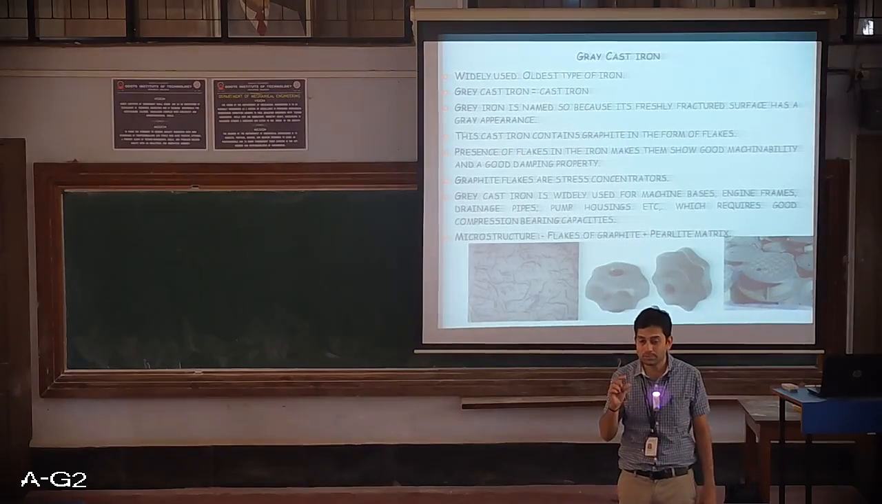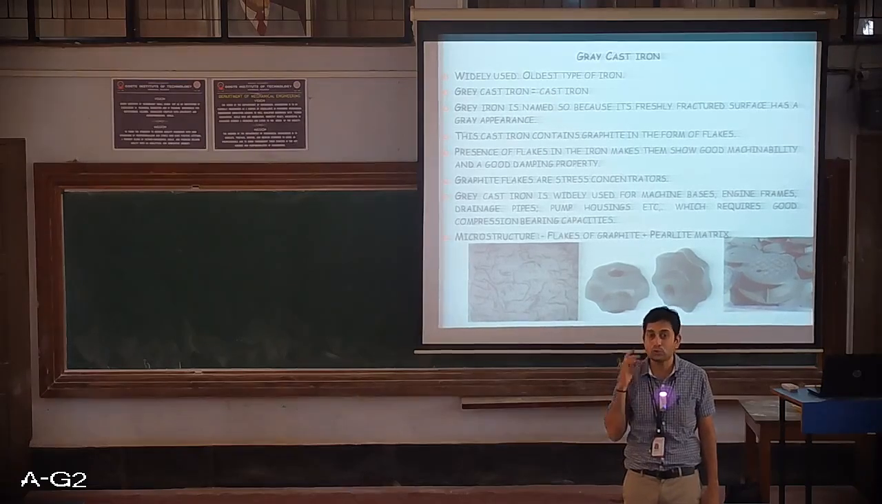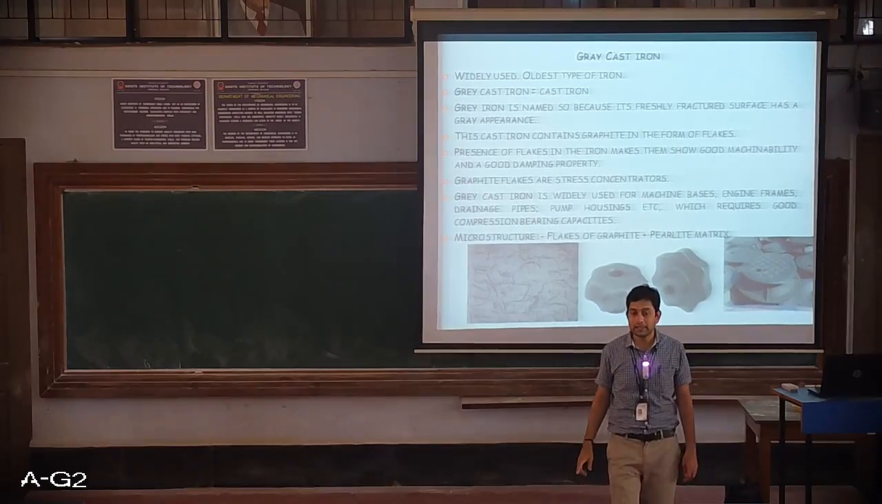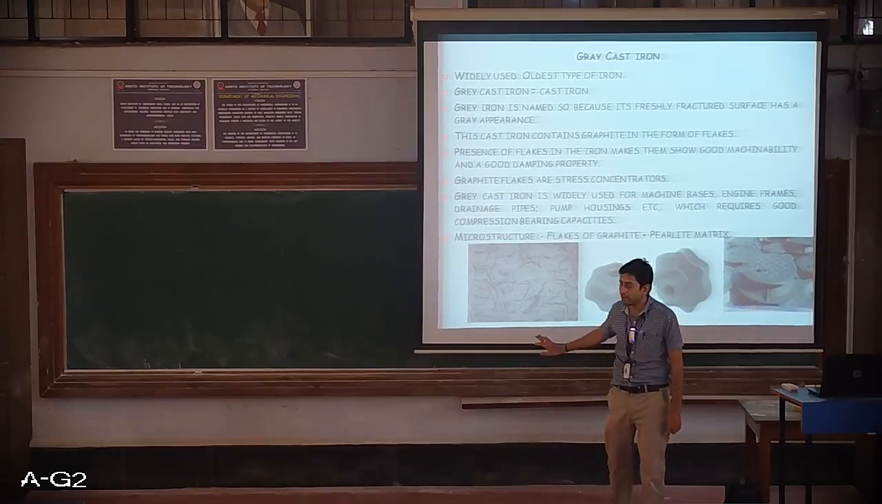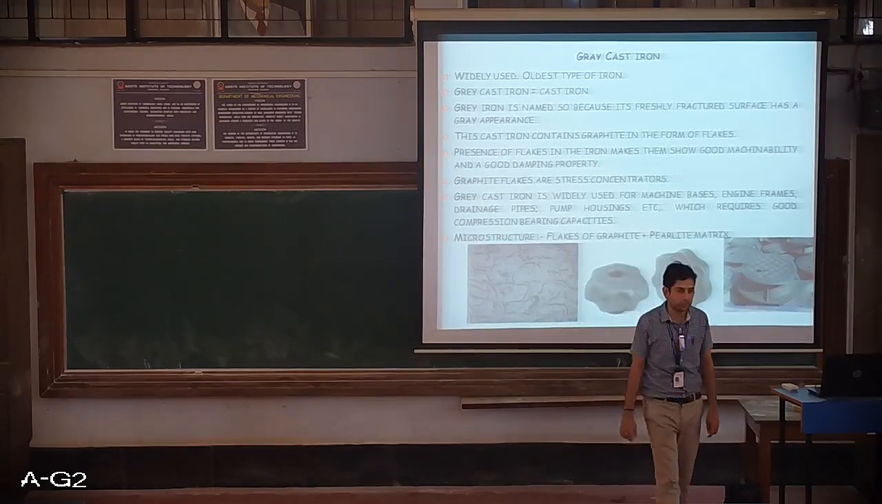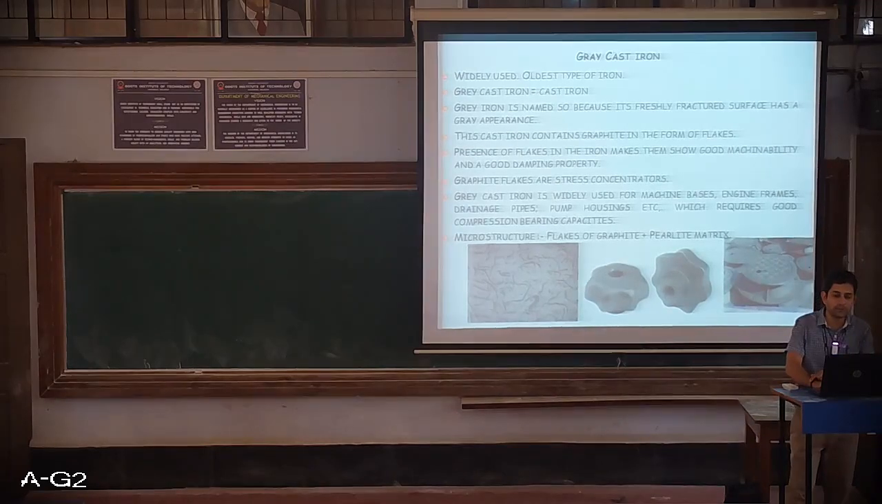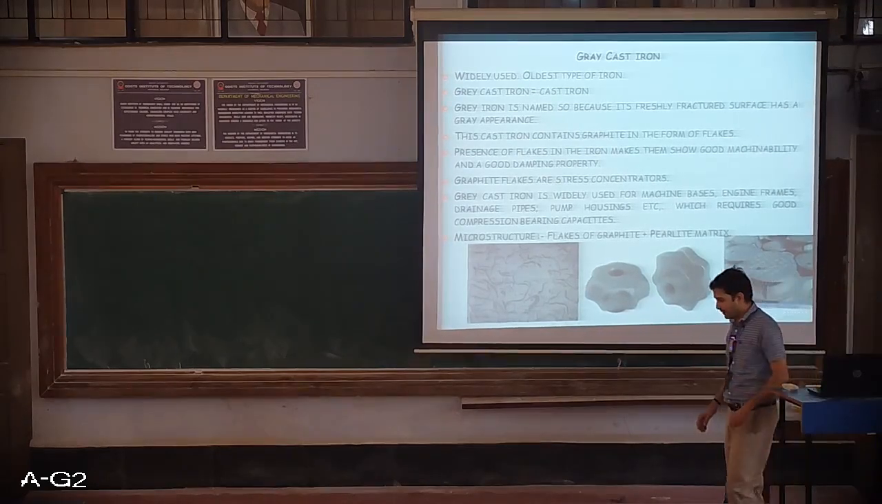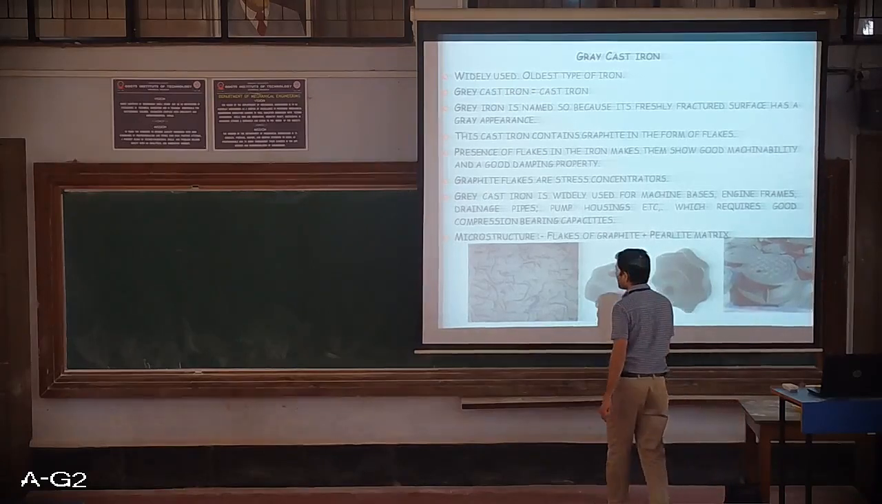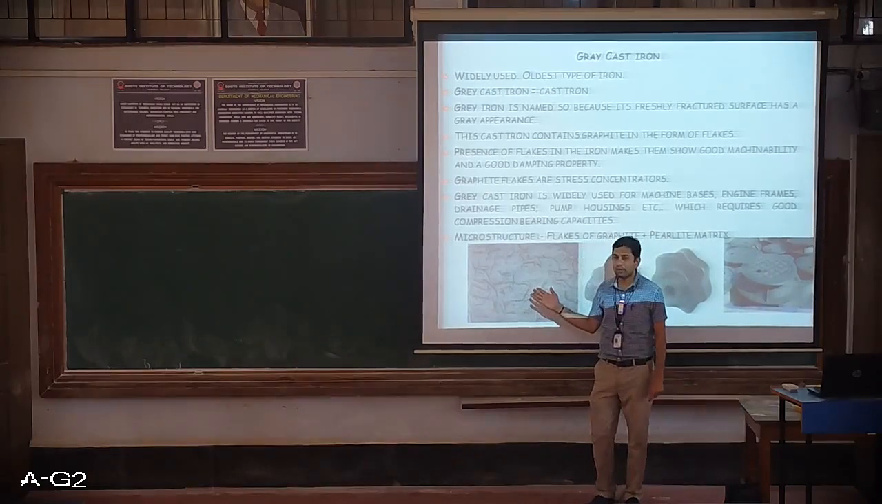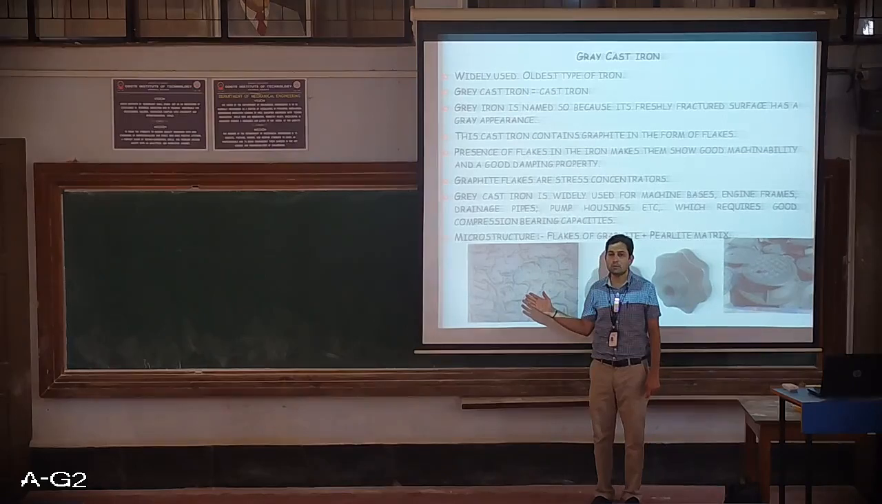We have shown you the specimen, kept it under the microscope and shown you the graphite flakes present in the cast iron. That's how you identify the grey cast iron also, right? The presence of these flakes in the iron makes them show good machinability and good damping property. So you might wonder what these microstructures are and how they affect the final mechanical properties of the metal.